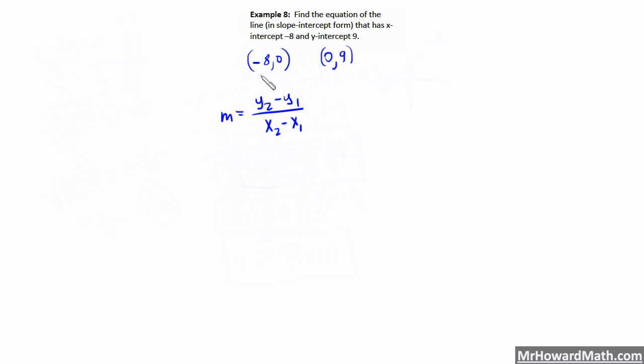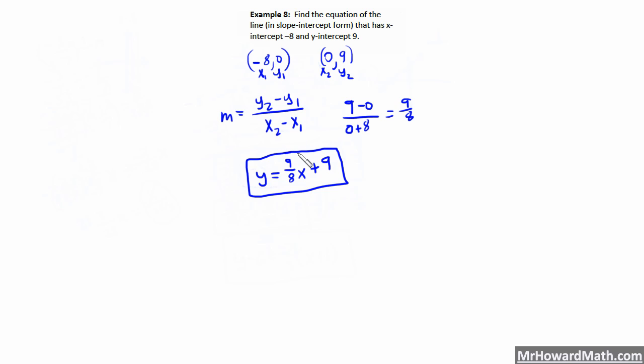Alright, and they give us all of that. So here we have x1, y1, and x2, y2. Now we can just fill this in and we're done. So we have 9 minus 0 over 0 minus -8 becomes 0 plus 8. So our slope is 9/8, right? So we have this done. We have found our slope, 9/8, so it's y equals 9/8 x. And then it would be plus our y-intercept of 9, so 9/8 x plus 9. Final answer right there. There's more than one way to do this problem, but I just use the slope formula.